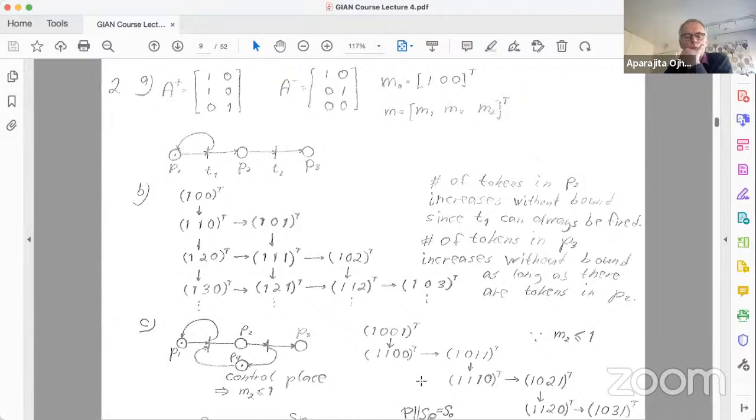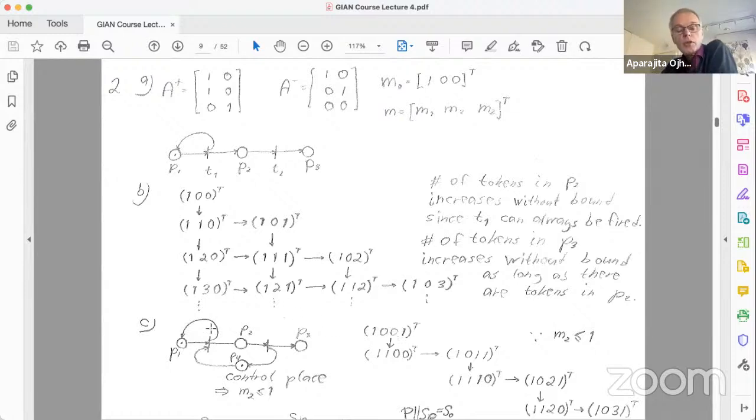And by this, you could say that at least we have restricted the number of tokens in P2. But to be honest, we can continue this forever and increase still more and more tokens into P3. So we haven't bounded P3, we have only bounded P2 with this procedure.